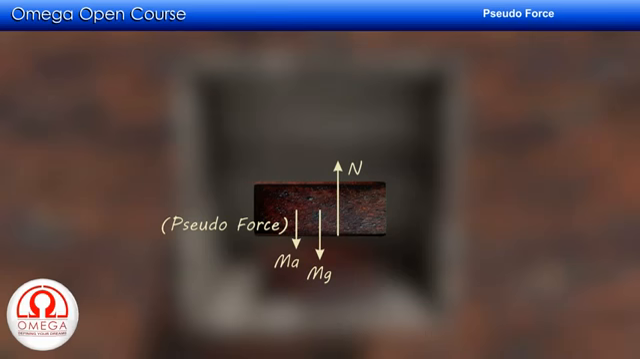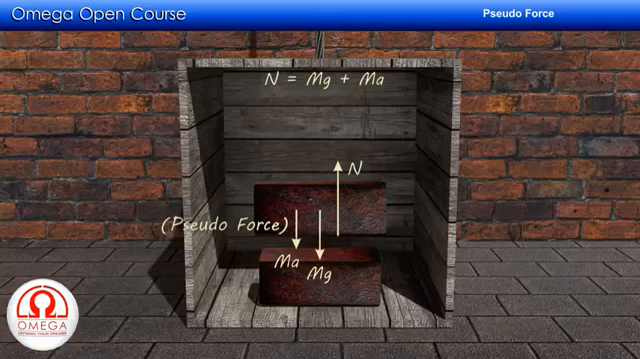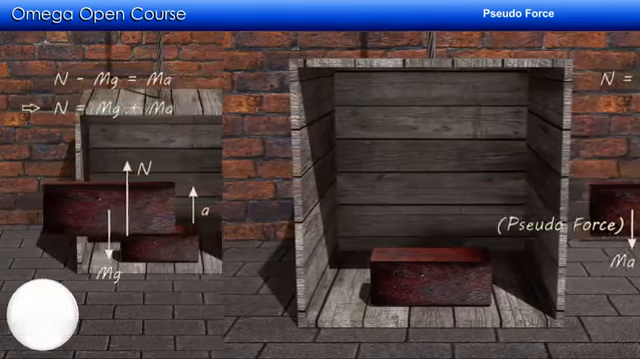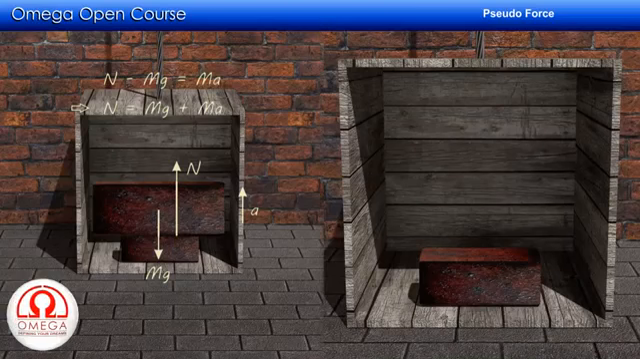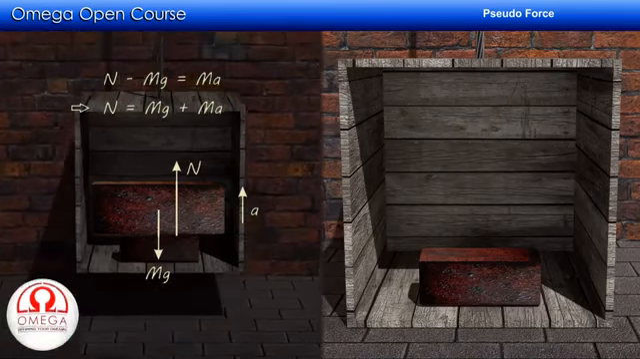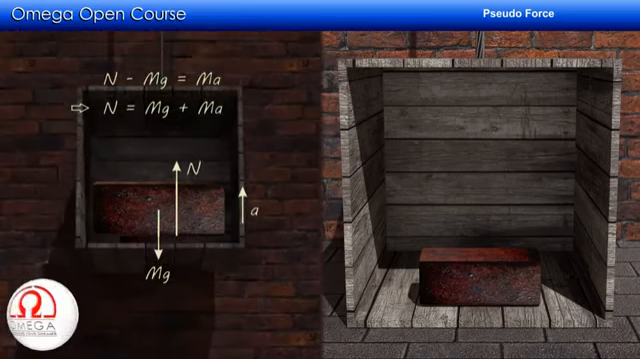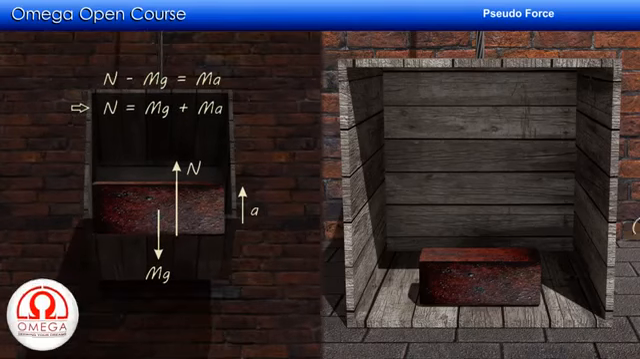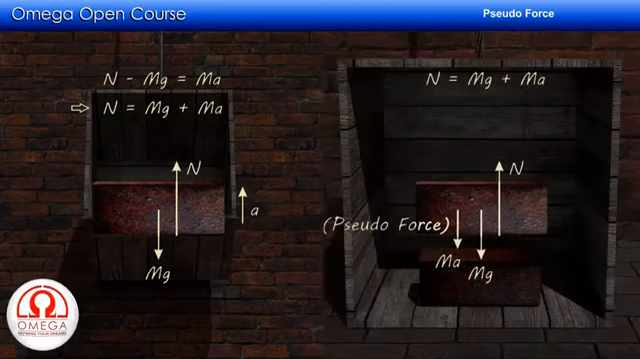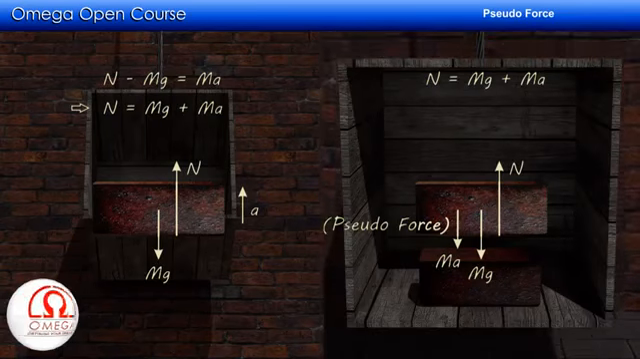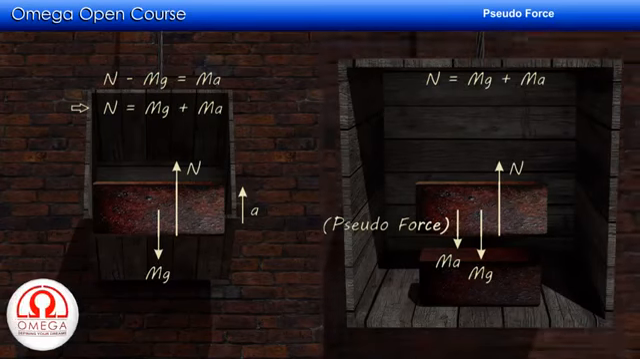As the block is at rest, the net force on it must be 0, or the upward force must be equal to the downward force, or N must be equal to mg plus ma. Now let us compare these two situations. When we are looking at the block from the ground, our frame of reference is inertial, hence there is no pseudo force. But in our frame, the block is accelerating and hence a net force must act on the block. When we look at the block with respect to the box, the frame is non-inertial and hence pseudo force must act on it.